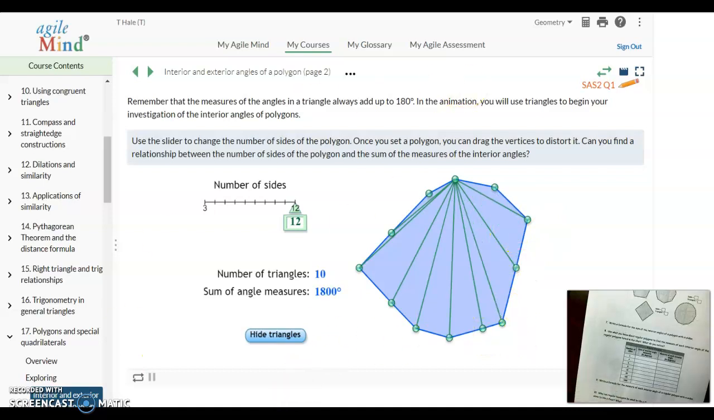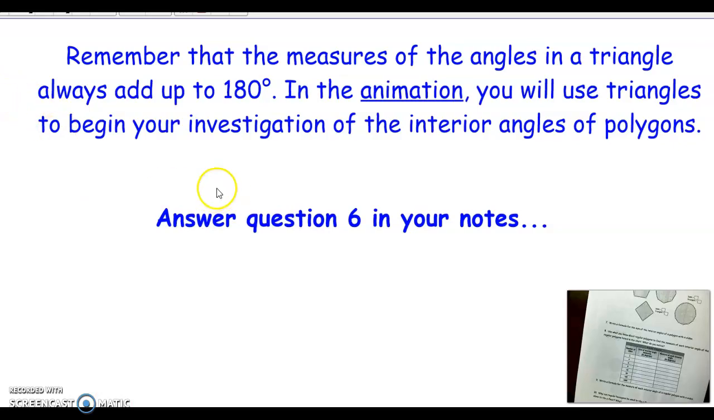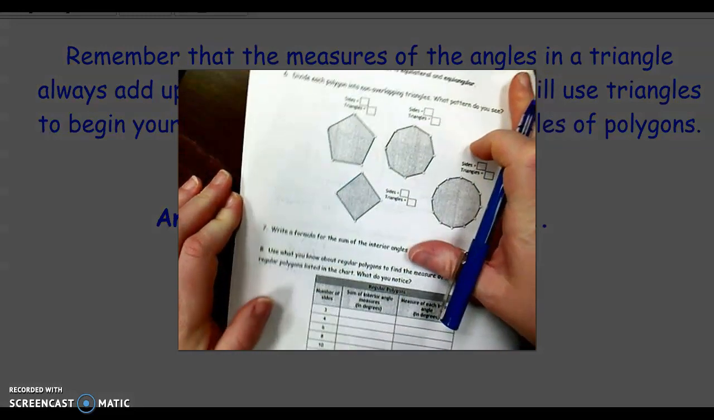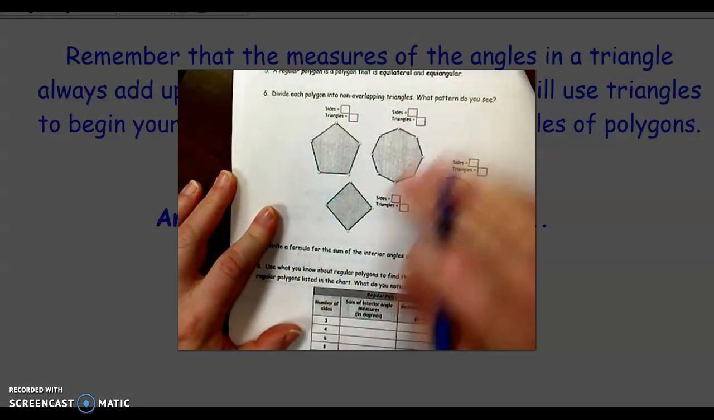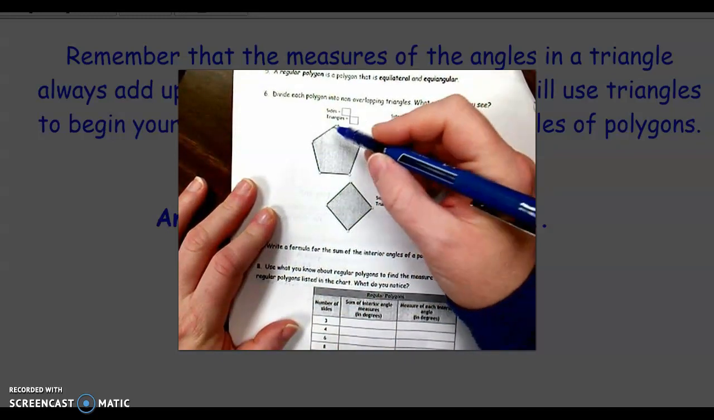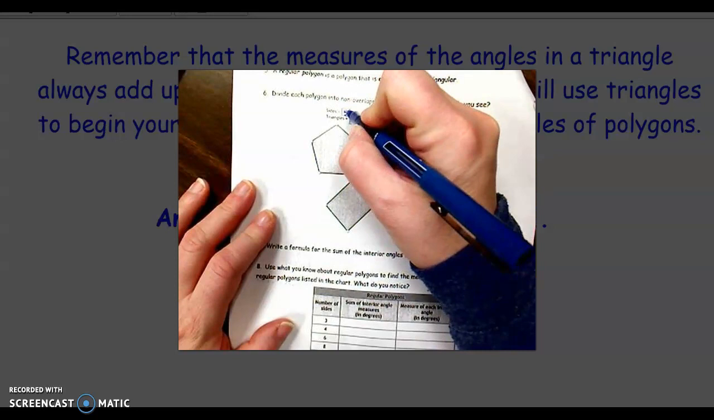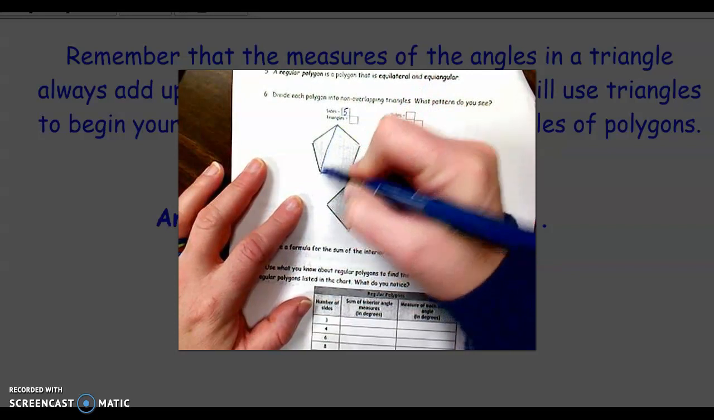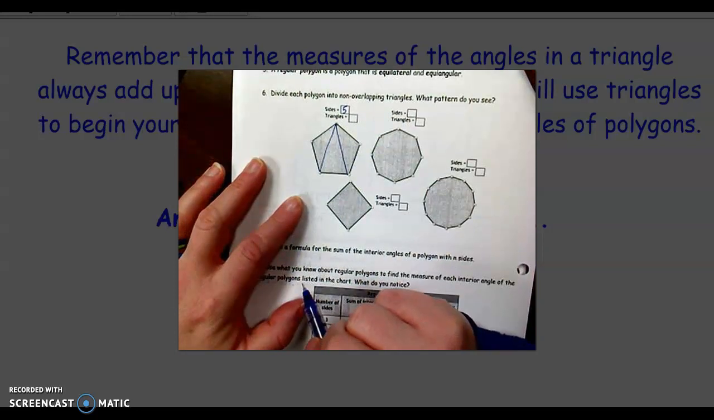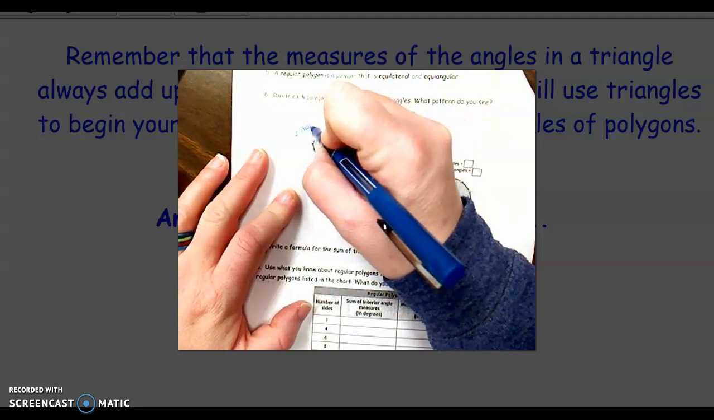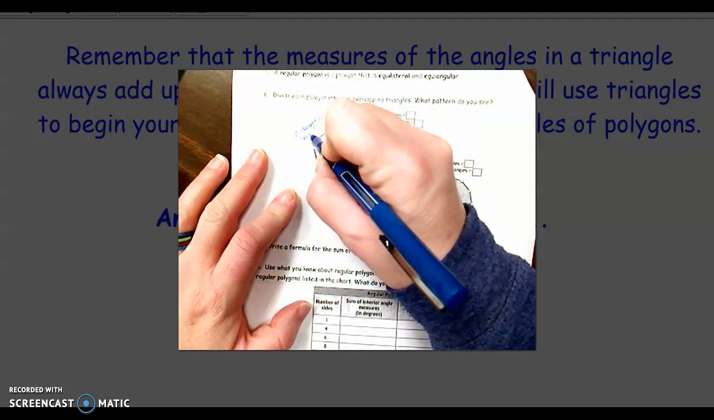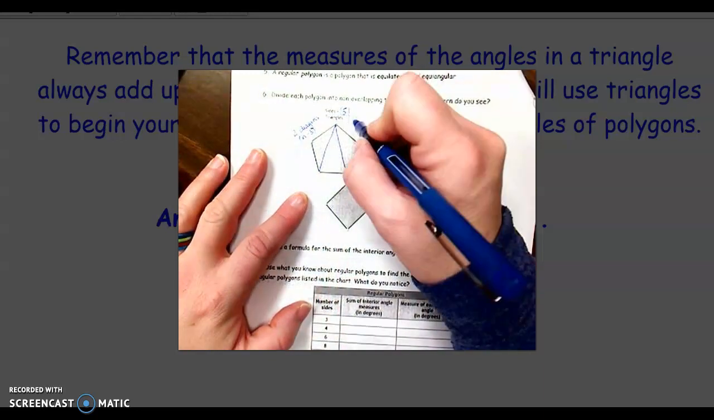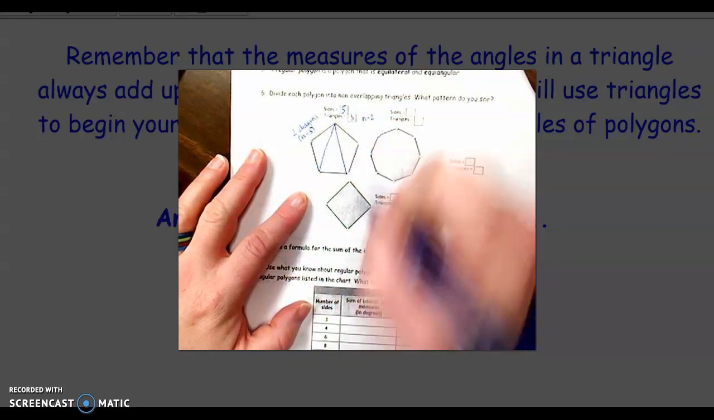All right, so let's look at question 6 in your notes. It says divide each polygon into non-overlapping triangles. What pattern do you see? So the number of sides in this figure is 1, 2, 3, 4, 5. Remember, that's called a pentagon. When we draw the diagonals from a single vertex, we can draw this one and this one. That's it. So there are 2 diagonals. Remember, the number of diagonals is always the number of sides minus 3. 5 minus 3 is 2. The number of triangles it has is 3. That's always the number of sides minus 2.